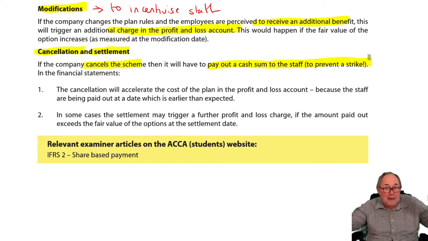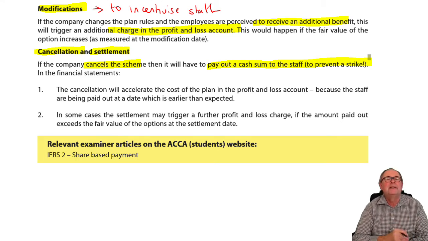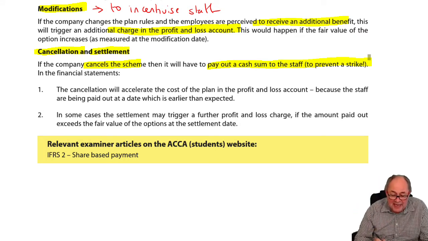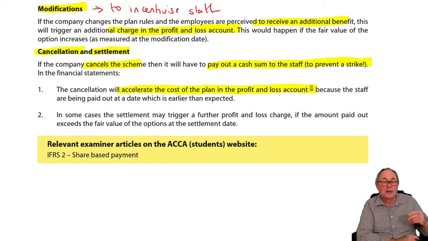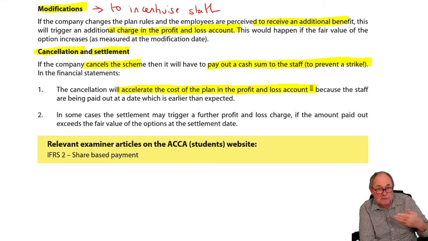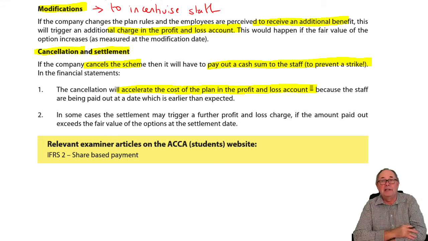If you cancel the scheme and pay the staff today, then essentially the scheme is coming to a complete stop in about 1 second from now. So as it says, they will actually accelerate the whole cost of the plan. So if you had a 3-year vesting period and you were charging a third a year, if you suddenly cancel it in the second year, you'll charge both the second and third year's amount. Because presumably, you're giving the staff something of value at least equal to what they were going to get before. So as the notes say there, the cost of the plan will be accelerated, will speed up in the profit and loss. So earnings will reduce as a result.